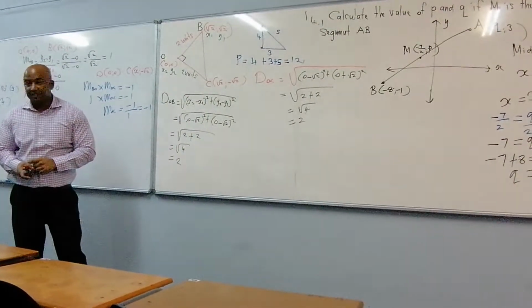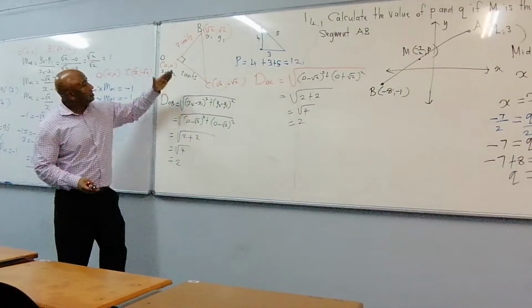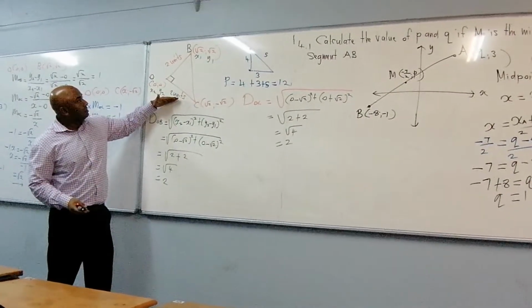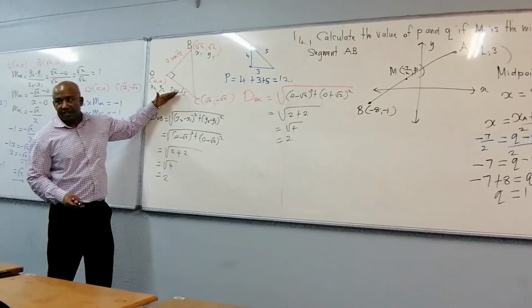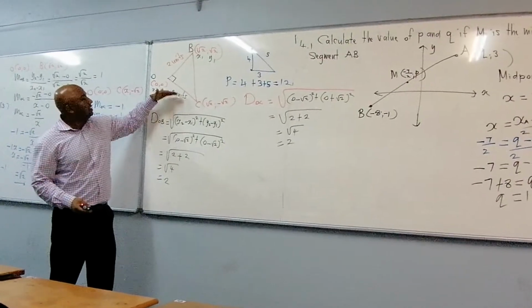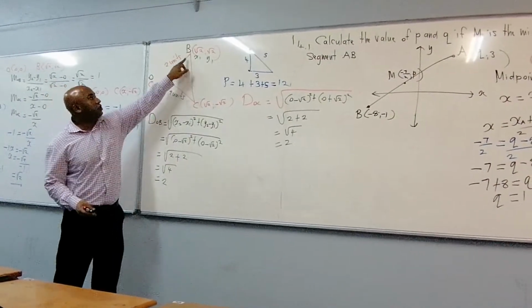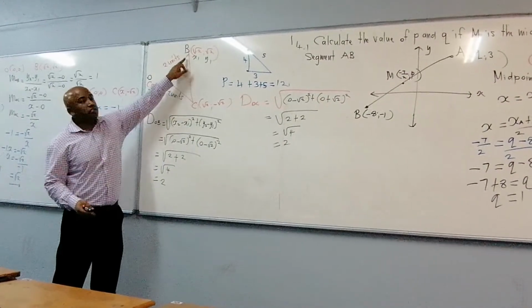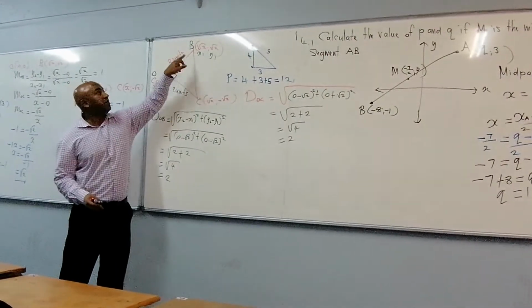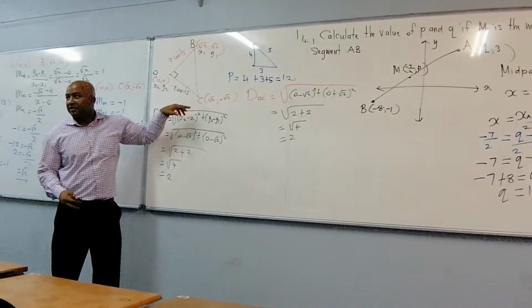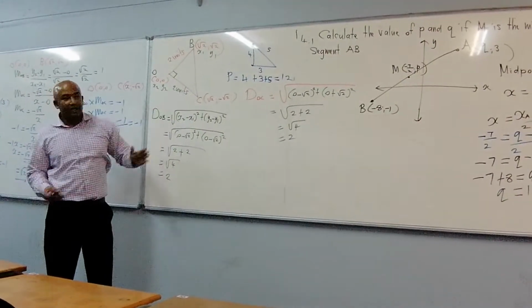Also, can you see that? These two sides are equal. That means it's an isosceles triangle. I can see that. These two sides are equal, it's an isosceles. This is 90 degrees. These two angles must be equal. These two angles add up to 90, so this must be 45 and that must be 45. Just for your information.